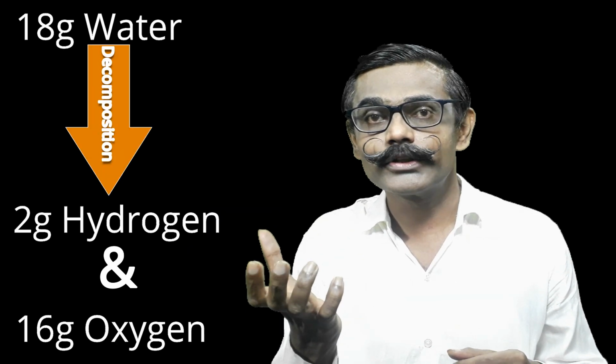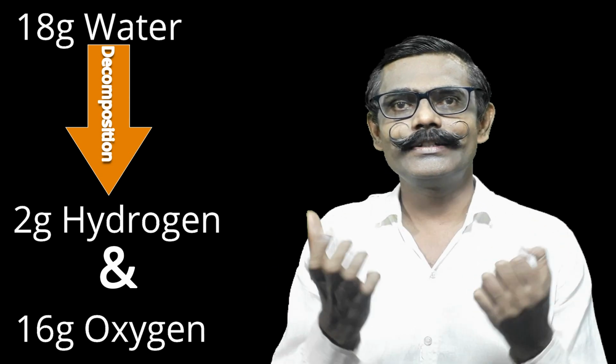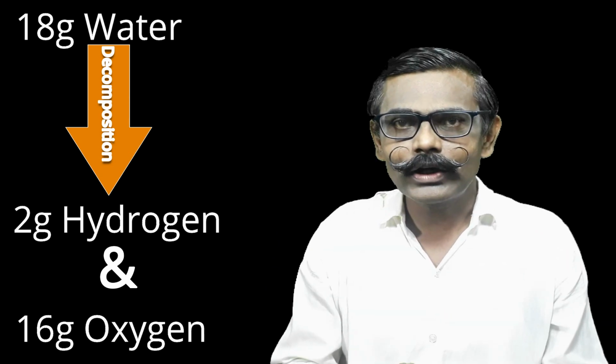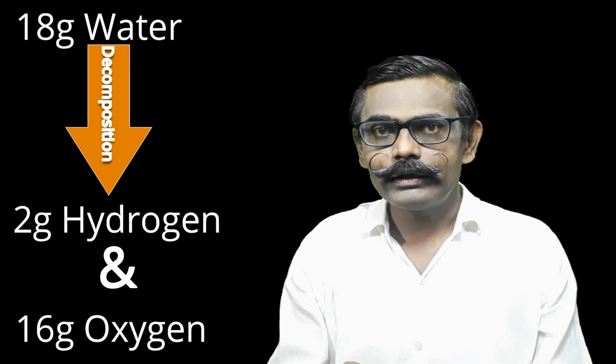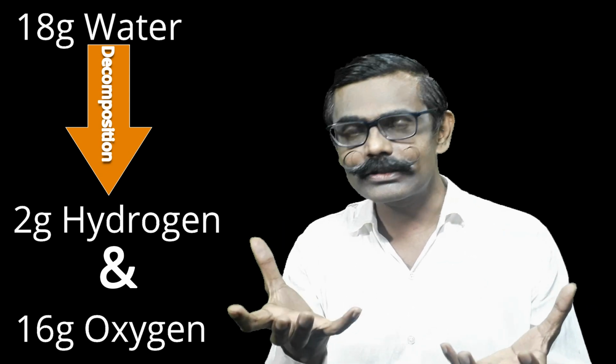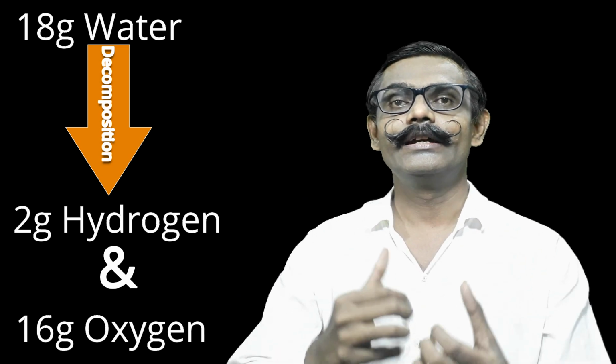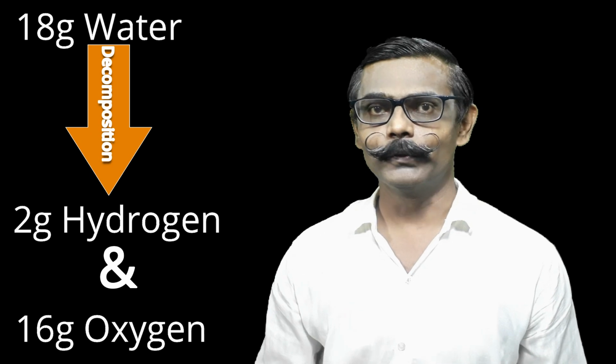And surprisingly, what Dalton did: suppose you take 18 gram of water, after decomposition water will give two gases, which are hydrogen and oxygen. So he could measure 2 gram of hydrogen and 16 gram of oxygen. So he thought, in water there is hydrogen and oxygen. So HO is the notation that he considered for water.